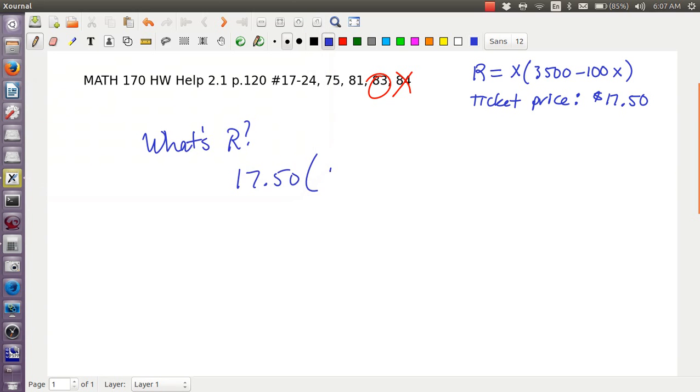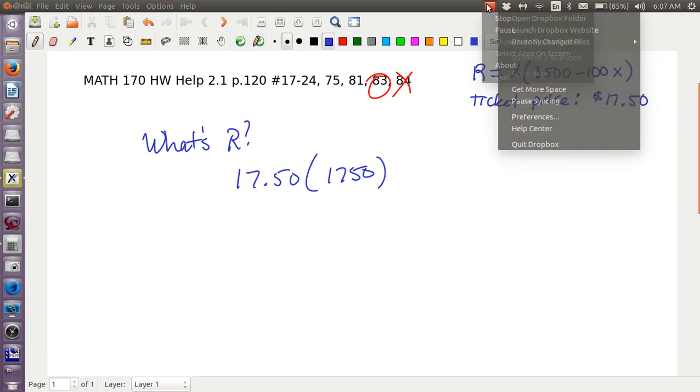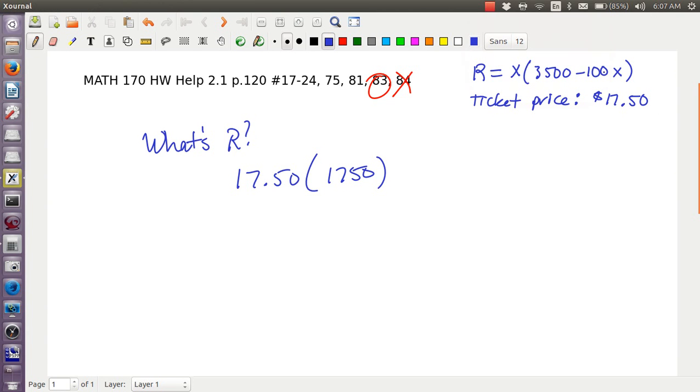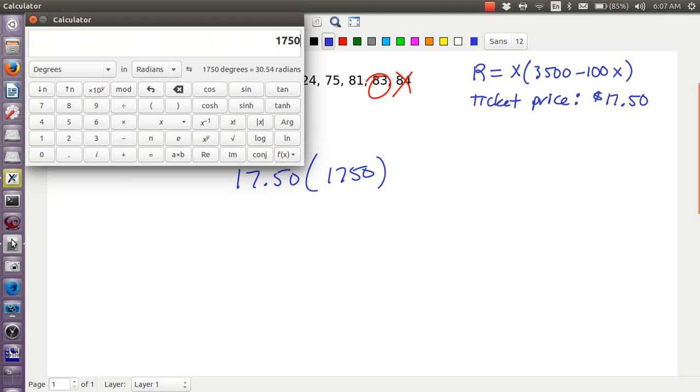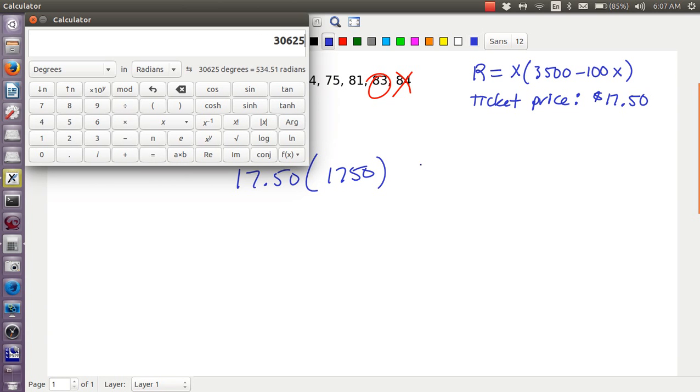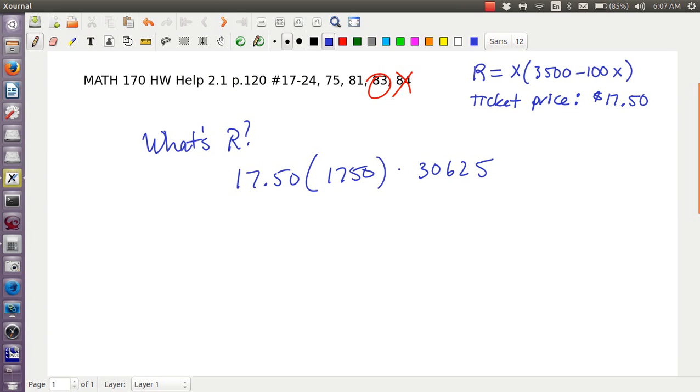Once you've done a couple of these problems, the vertex always ends up being at half this value. I mean, anyway, you'll recognize that. 1750 times 17.5 is 30,625. Okay, there we go. So there's your max revenue. Okay, so I actually did the whole problem for you. All you have to do is watch the video and copy down the answer for that one.